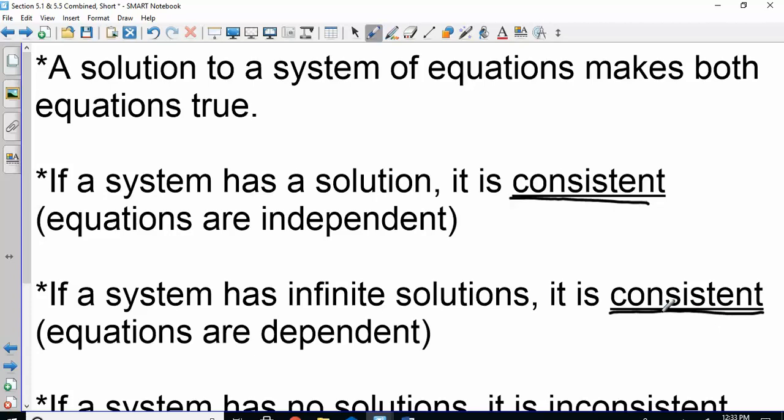And if it doesn't, there are two different types. There's consistent where the equations are independent, and there's consistent where the equations are dependent. Consistent means it has a solution. If they're independent, that means it's two different equations, so you have a unique solution. If we're talking about lines, it's just one answer. You have one place where the two lines meet.